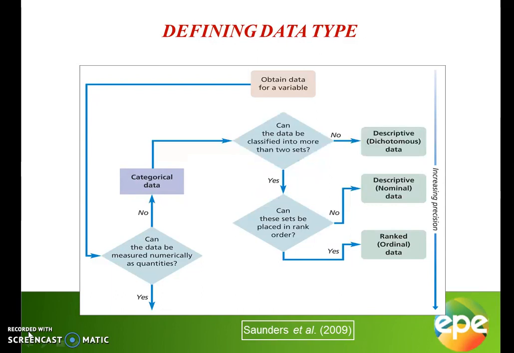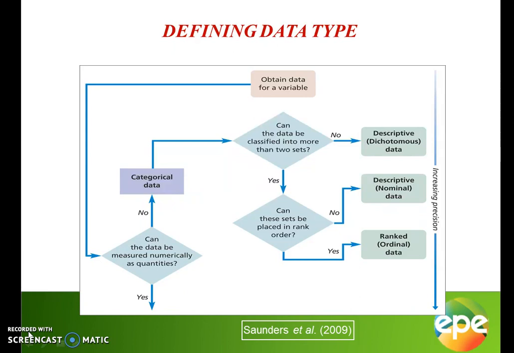But if the answer to this question is yes, there is another question that should follow. Can these sets be placed in rank order? Yes or no? If you say yes, then you have ranked ordinal data. If you say no, it means what you have is descriptive nominal data. Why are we laboring to discuss this? The different classes of data types you have will determine the kind of analysis you do, and the kind of preliminary analysis you do on the data set even before the real analysis emerges.